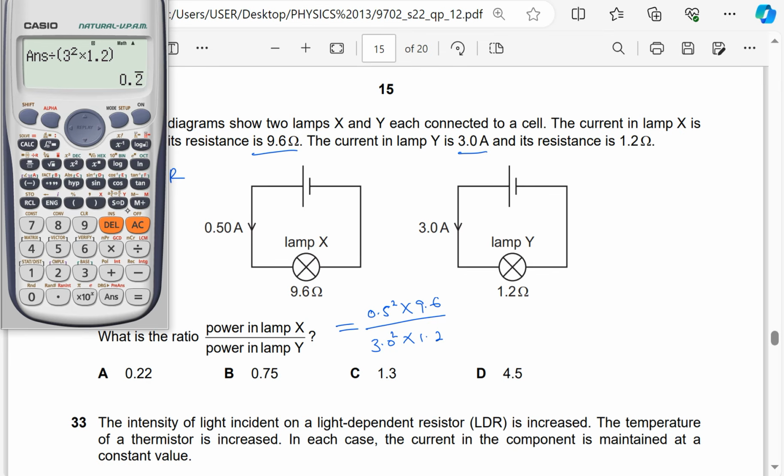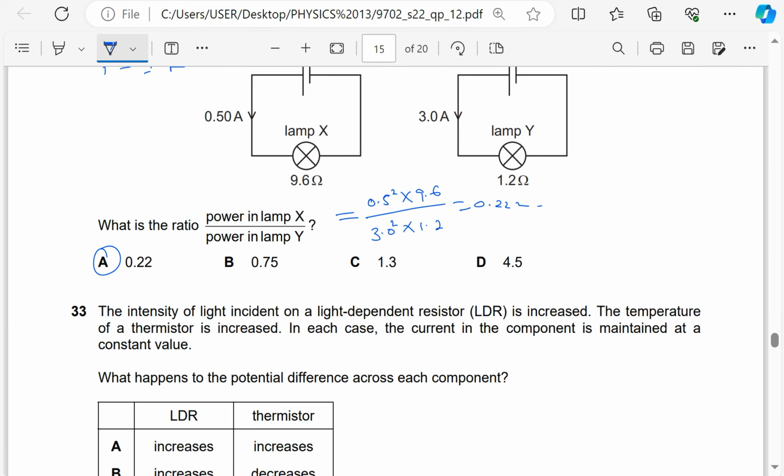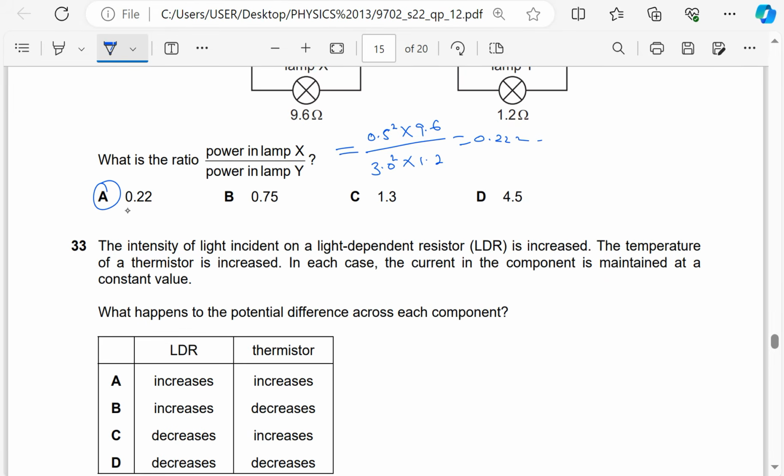So that gives us 0.2 recurring. This is 0.222 recurring, so the answer is going to be A. The intensity of light incident on a light-dependent resistor is increased. That means the resistance of the LDR decreases.